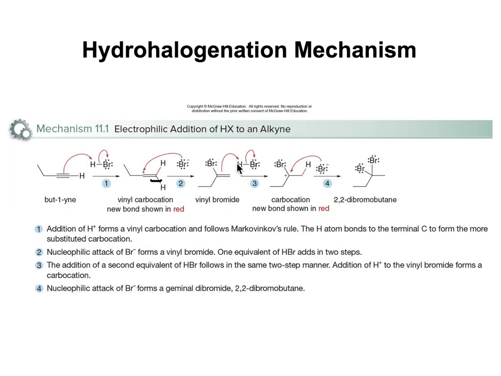If it ends up here, like we're seeing in this molecule right here, we get the more stable carbocation because it's the more substituted carbocation. Now, when the Br attacks, the two Brs end up in the same place, right? So Markovnikov rule still applies in the case of triple bonds.